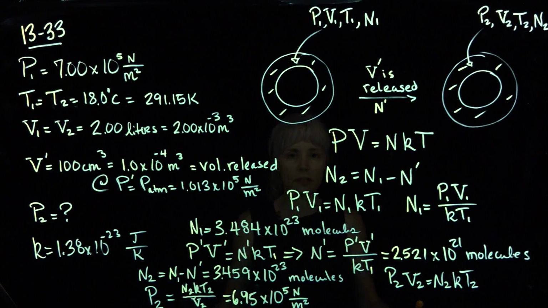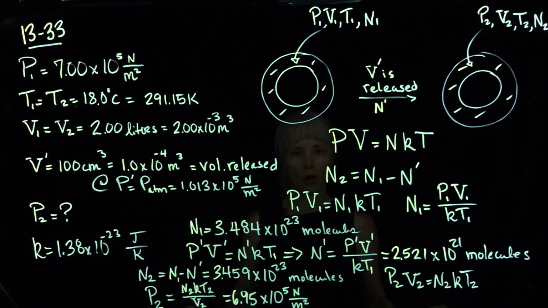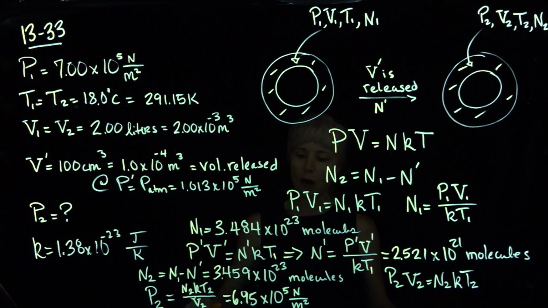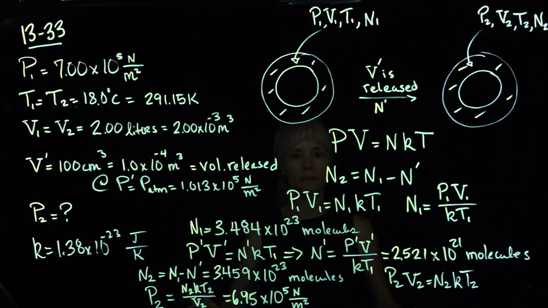And we see we expected the pressure to be lower because we aren't changing the volume or the temperature, but we're removing some of the molecules. And so we do expect the pressure to drop. And we do see it drops from 7.00 times 10 to the 5th to this new pressure, 6.95 times 10 to the 5th newtons per meter squared. So this gives us an idea of how to apply some of these concepts from chapter 13 to a real problem, one that we find in the back of the textbook.